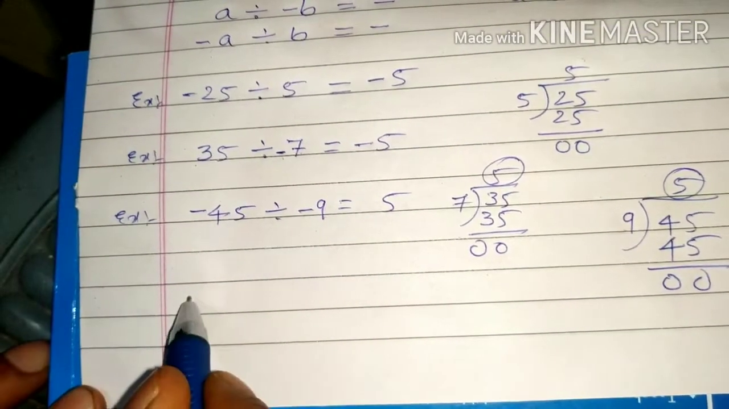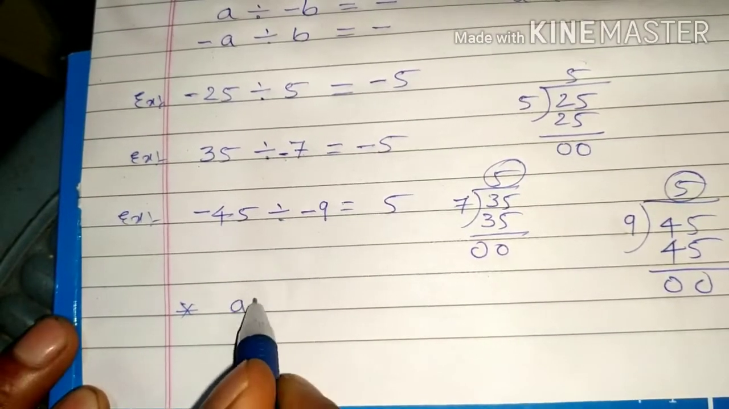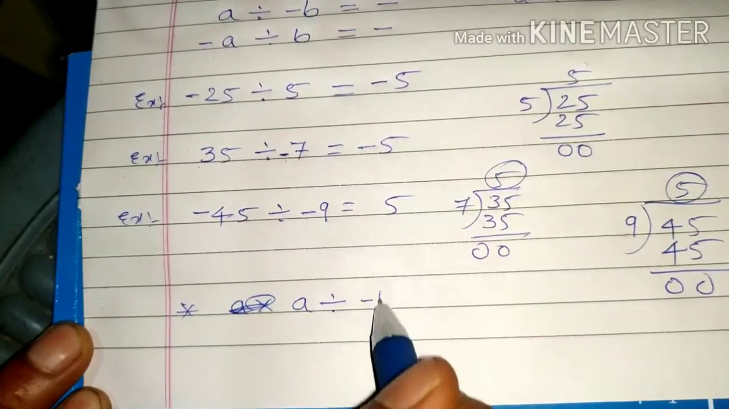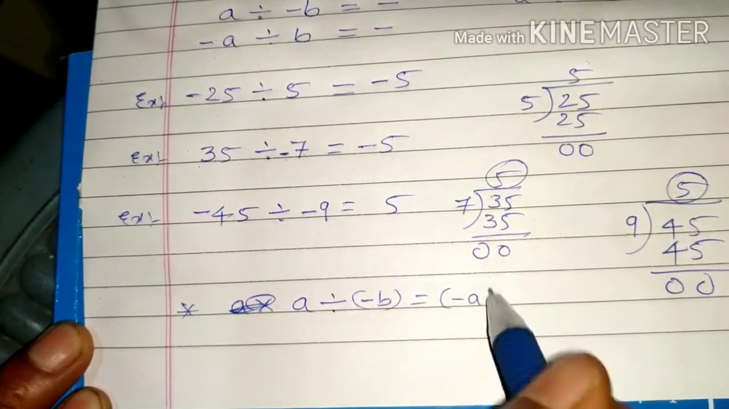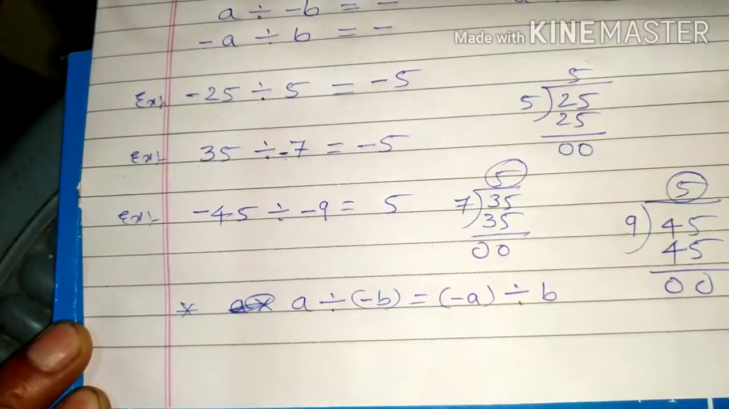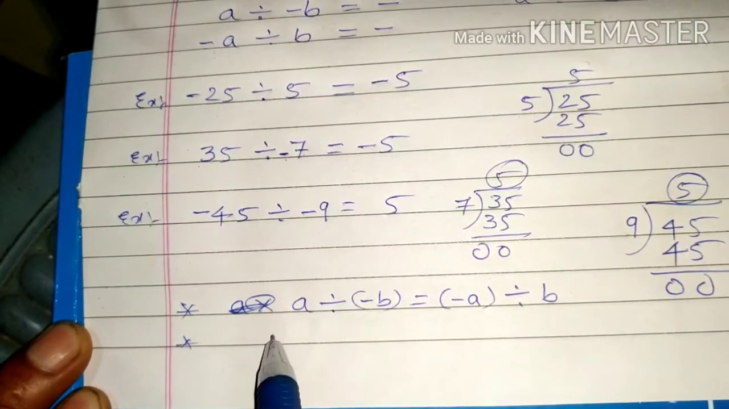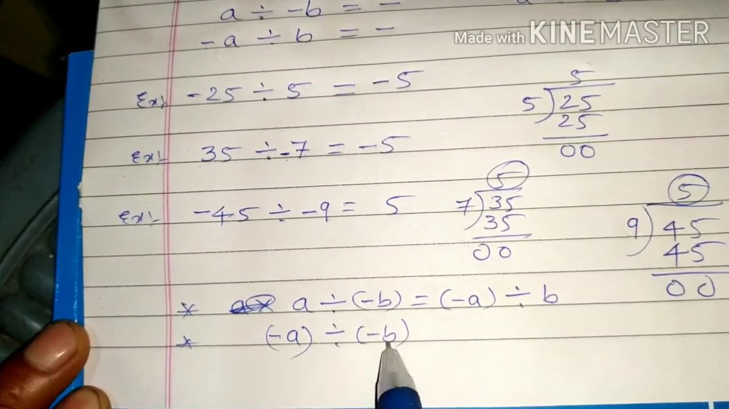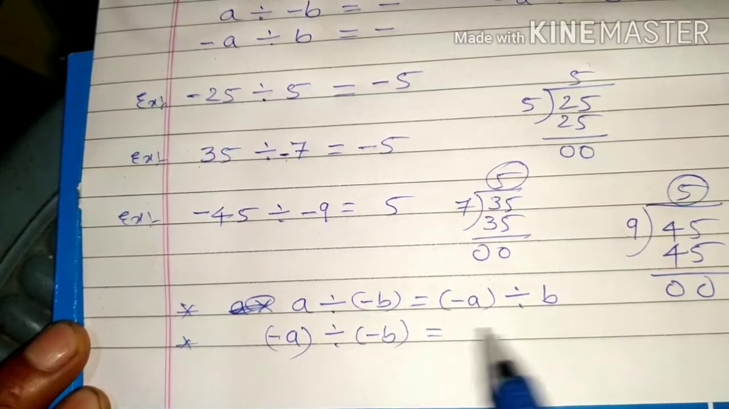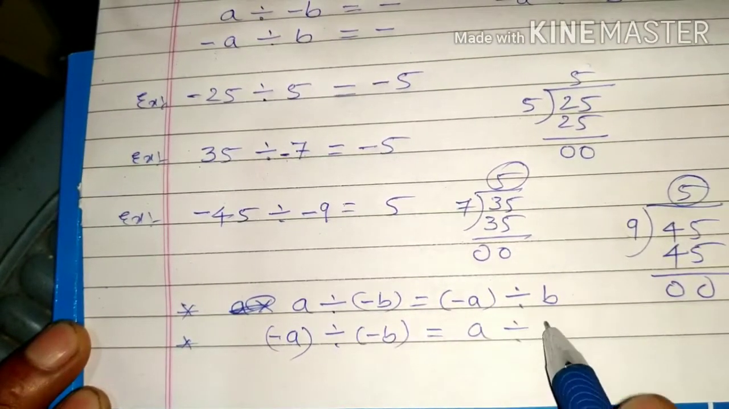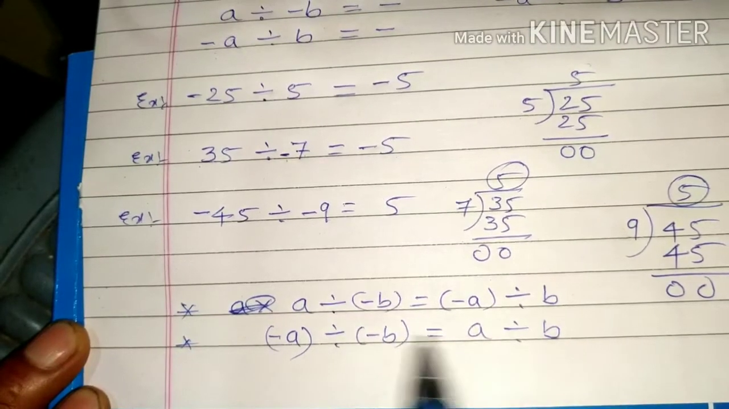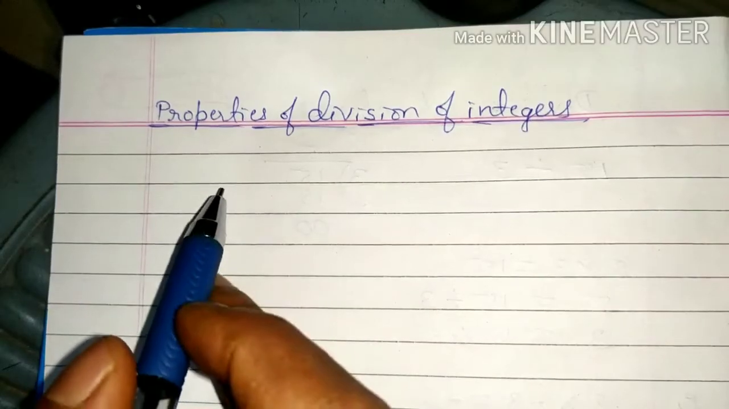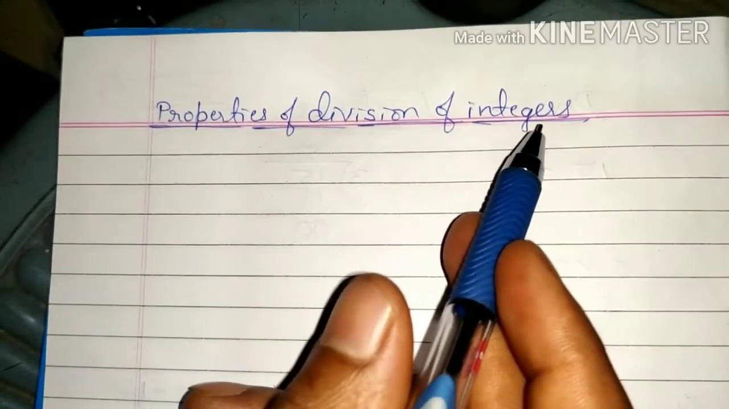So finally, what we can conclude is, dividing a positive number by a negative number is the same as dividing a negative number by a positive number. And the second point is, minus a divided by minus b. If you are dividing two negative numbers, then it is the same as dividing positive numbers. So those are the two conclusions for division. Now we shall discuss properties of division of integers.